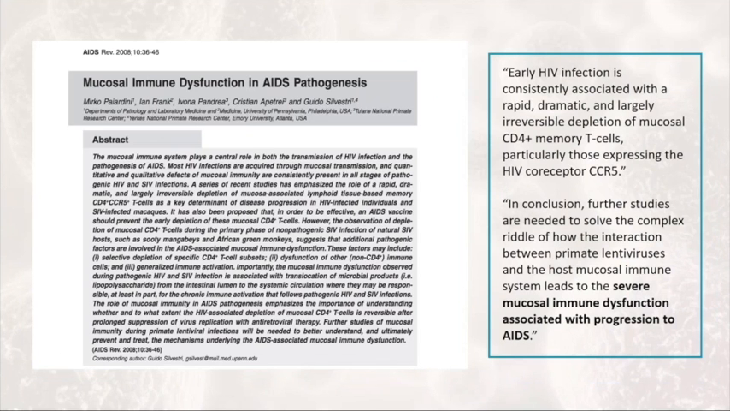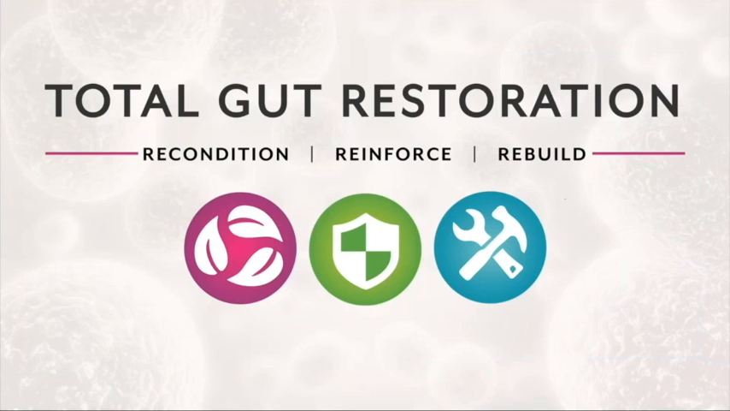Even in HIV and AIDS, we see how important the dysfunction of the mucosal immune system can be, because in this situation, severe dysfunction can lead to progression to AIDS. And so this also plays a major role in this condition as well.